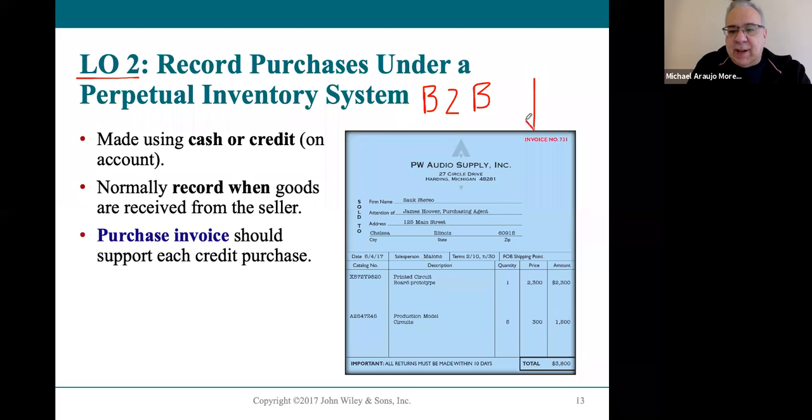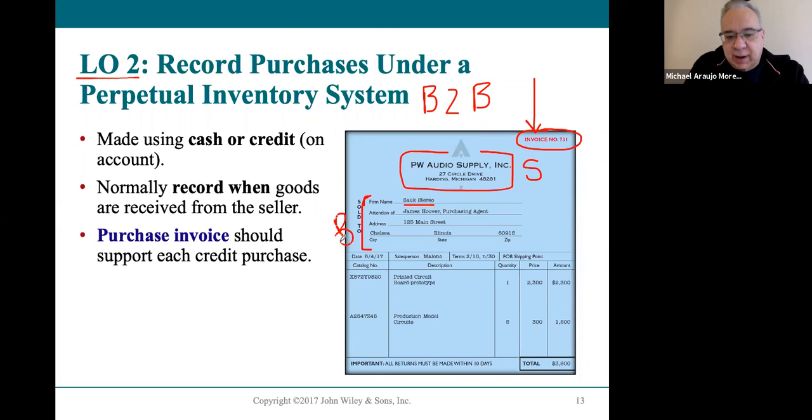In order to understand that, it's very important to be able to read an invoice. Okay, the invoice is the source document for this transaction. The invoice tells us who is the seller and who is the buyer. So usually if your name is in very big print at the top of the invoice, it's yours. So PW Audio, in this case, is the seller. They sold it to this company here, Sock Stereo. Sock Stereo is the buyer.